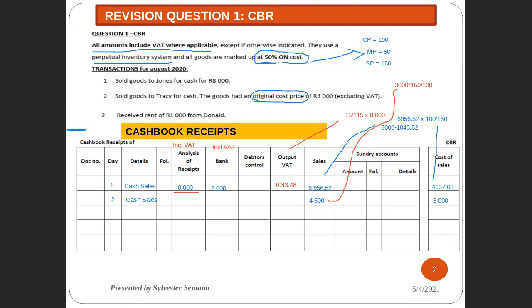I remember the other day we got 450. So I hope you remember how to get this 450. How did you get this 450?